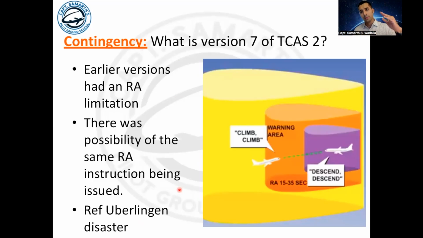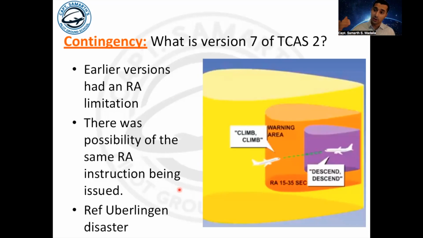One was asked to climb and the other was asked to descend. Unfortunately, both of them ended up doing the same thing. One of them disregarded the resolution advisory instruction. For example, it was given a climb but opted to descend. As a result, both aircraft were descending. However, TCAS 2 software version 7 was unable to update the resolution advisory instruction in case one of the pilots was making a mistake.